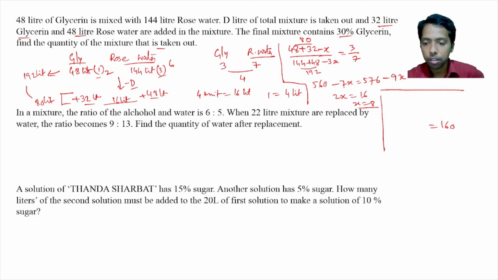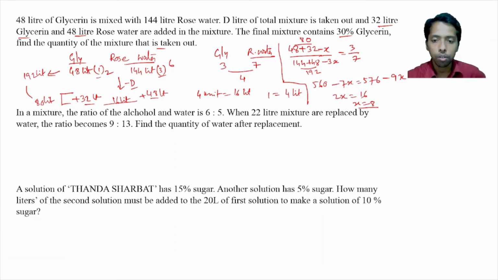Okay, see, we got a bit confused because we got stuck here without checking the question properly. But yes, x equals 8, so this is 1 unit, this is 3 units, this is 3 units, and this is 1 unit, so total 4 units. So 4 into 8, that is 32 liters, which is removed from the mixture, right? So moving to the next one.